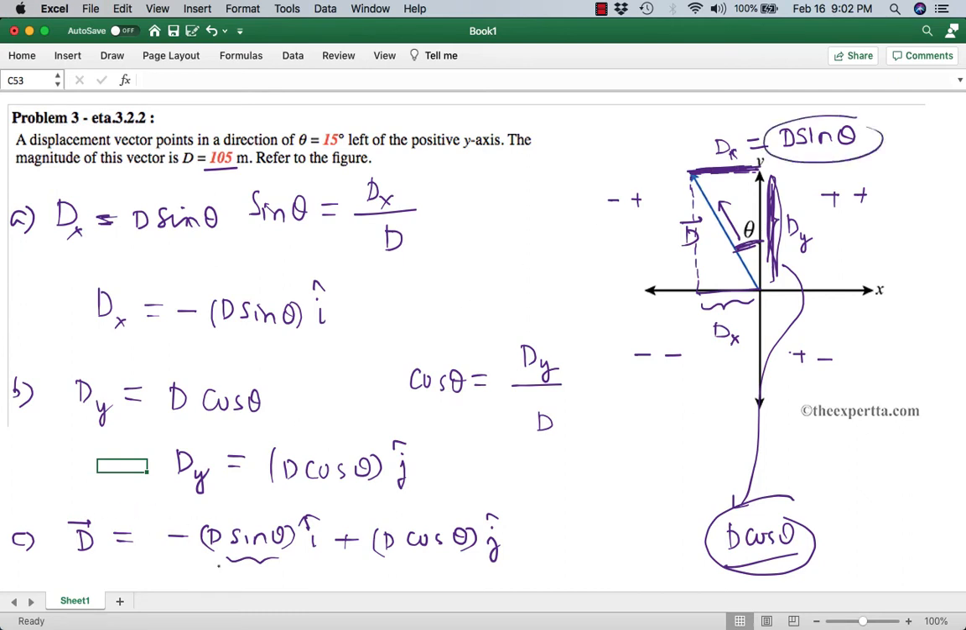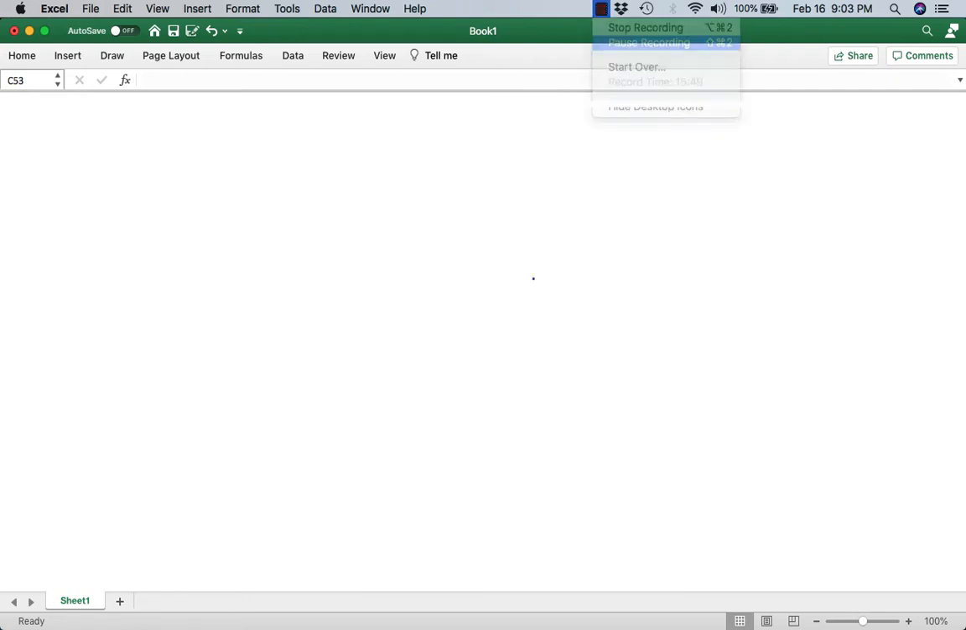Okay. And the other thing is, if it is pointing to the left, you need to put a minus sign here. If it is pointing to the right, then obviously it's positive. If it is pointing up, it is positive. If it is pointing down, then you need to consider the negative sign. Now let's look at number 4.